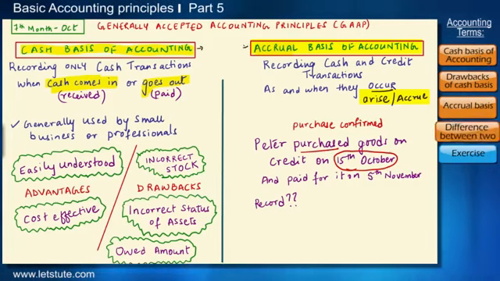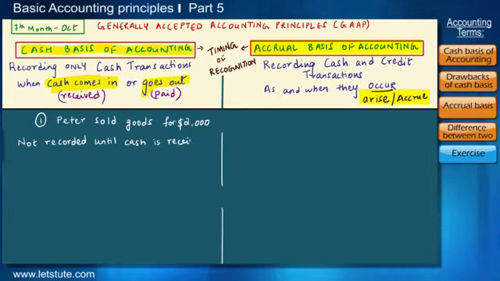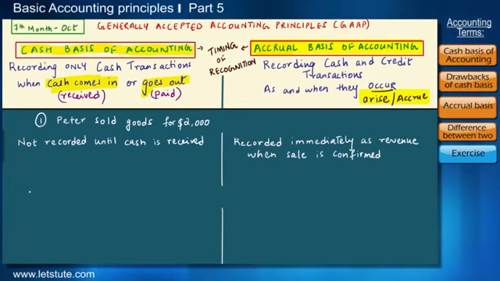The main difference between accrual and cash basis of accounting is the timing of when revenue and expenses are recognized in accounting books. To clarify the difference between the two, let's say Peter sold goods for $2,000 under the cash basis. That amount is not recorded in books until the customer hands over the money or until Peter receives the check. Under the accrual method, the $2,000 is recorded as revenue immediately when the sale is confirmed, even if you receive the money a few days or weeks later.